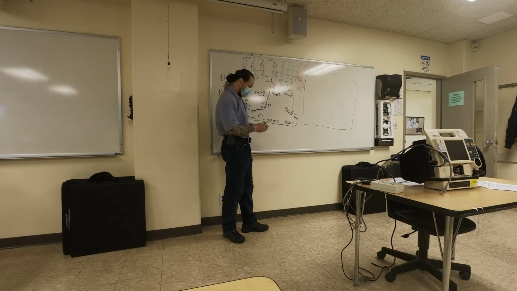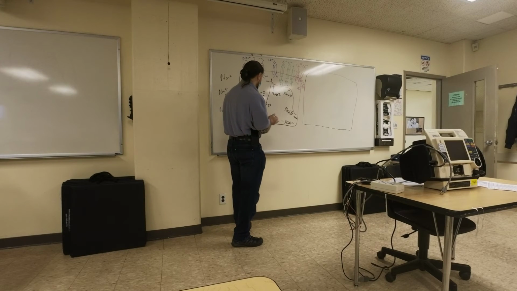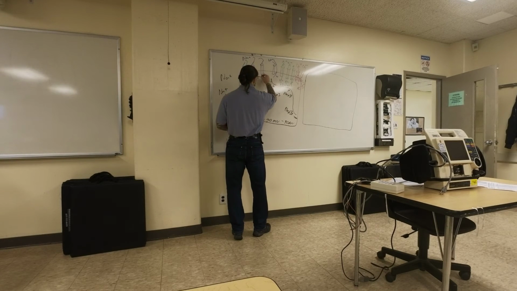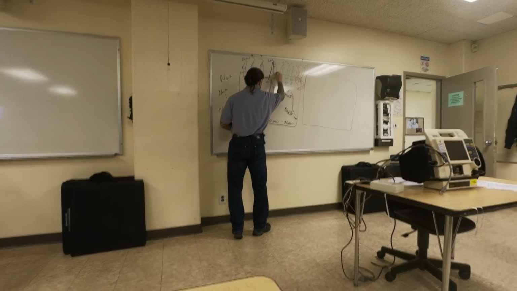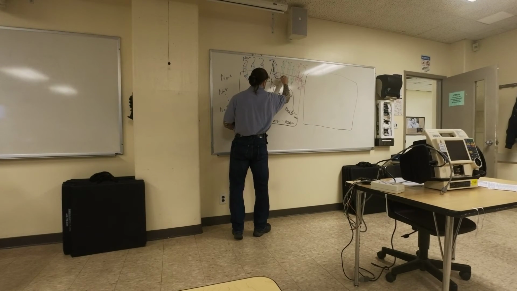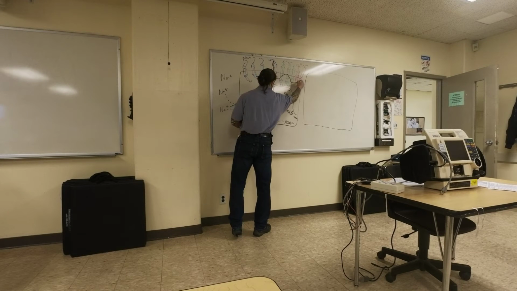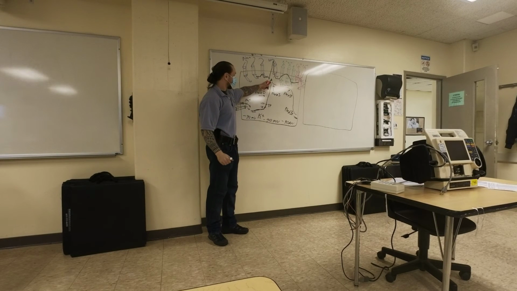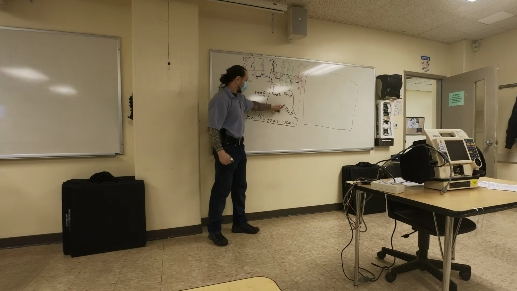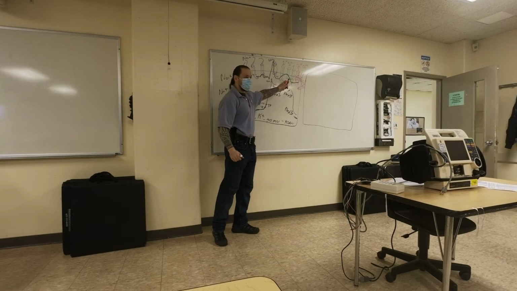And if I were to draw my cardiogram superimposed on this, it will look like this. So you see where depolarization occurs. This is your ventricular depolarization, and this is your repolarization.